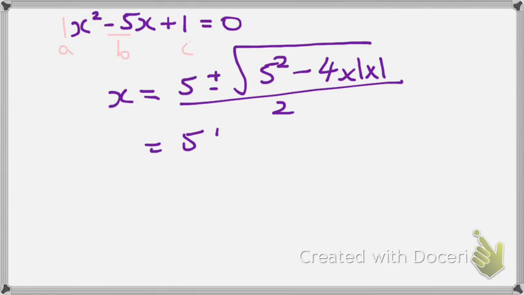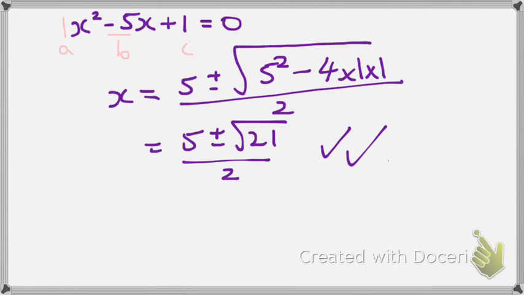So this is now 5 plus or minus the square root of 25 minus 4, so that's 21, divided by 2, finished. Full marks, right? You can't do anything with square root of 21. So, I'm going to leave it there for now.